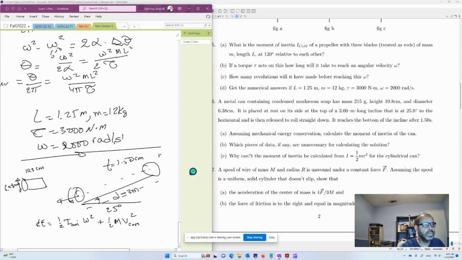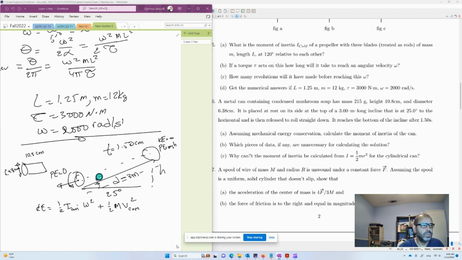When it started, the kinetic energy is equal to 0. The potential energy, PE, is equal to mgh, where h is this height, which is d times sine of 25 degrees, because d is the hypotenuse in this right angle triangle. The only reason it's mgh is because we put the potential energy when it reaches the ground to be 0. So the mechanical energy before must be equal to the mechanical energy after, and we should be able to find things from there.